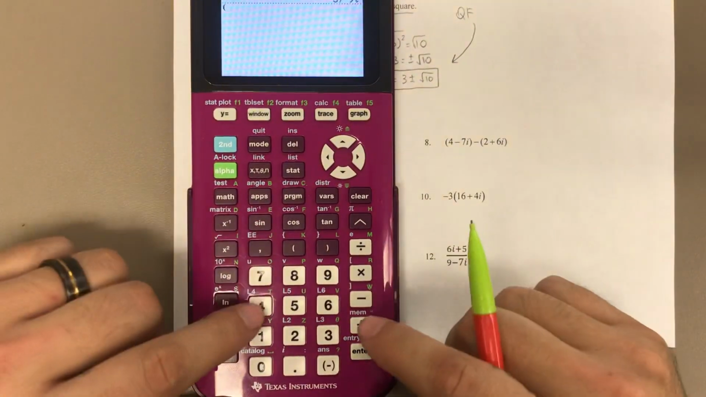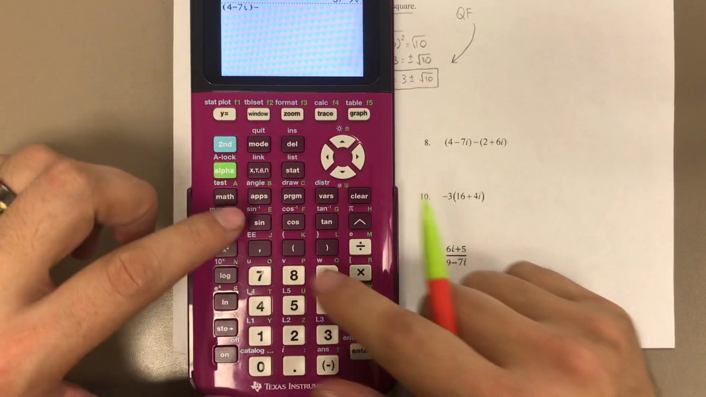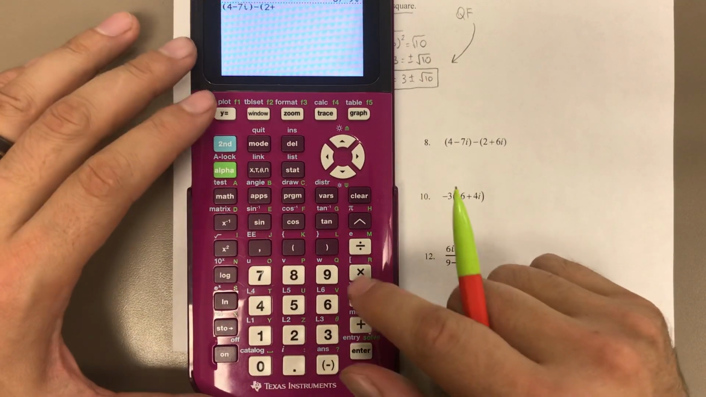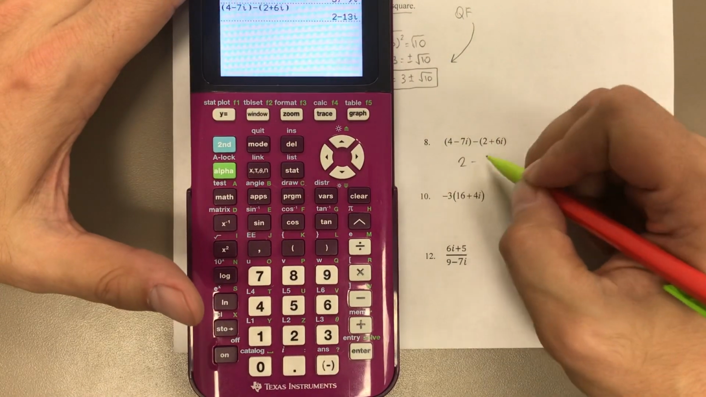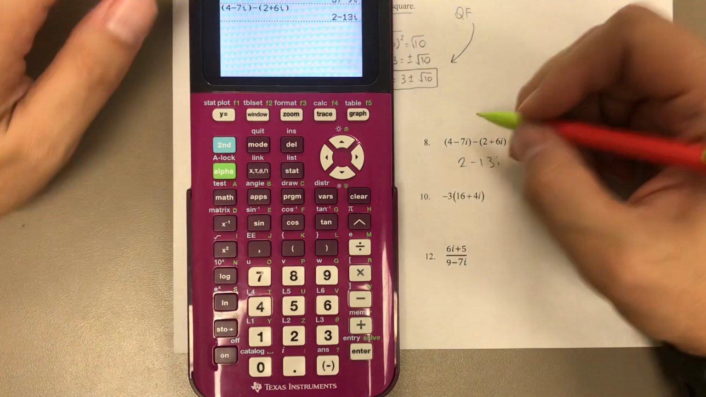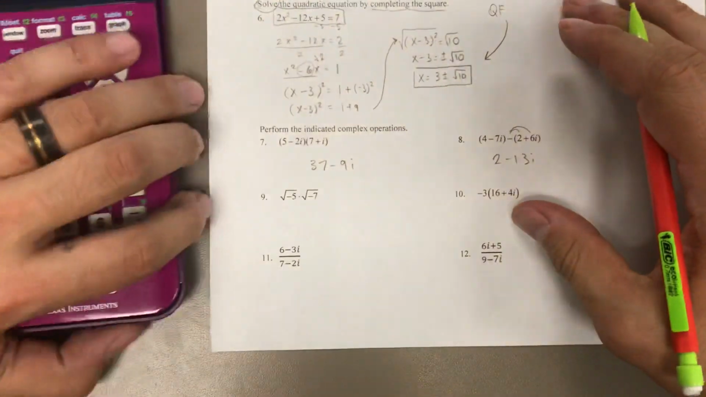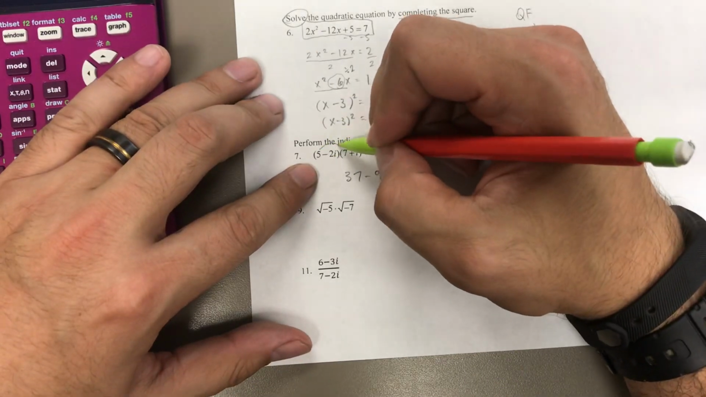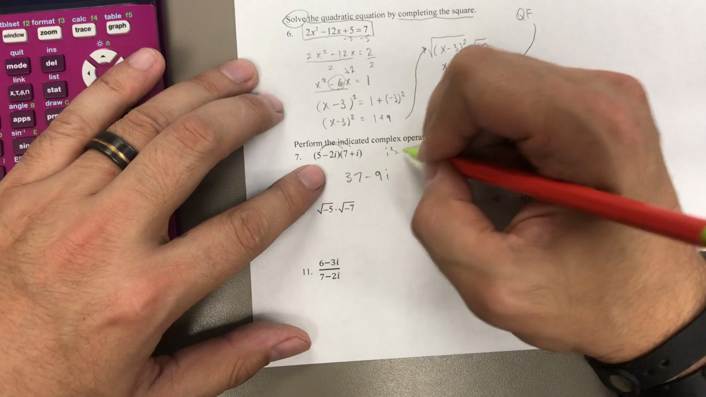Just enter it into our calculator, 4 minus 7i, and then minus parentheses 2 plus 6i. Enter, and we get our answer for that one, 2 minus 13i. If you did this by hand, just remember to distribute your negative in there, and then it's just combining like terms. If you're doing this one by hand, just remember that it's the same as foiling, and that i squared is equal to negative 1.